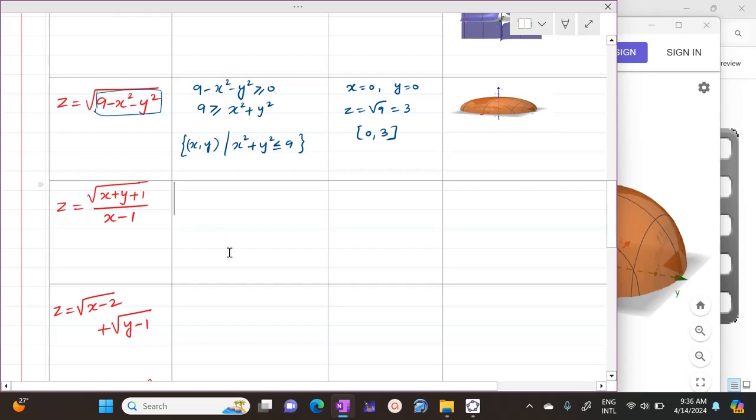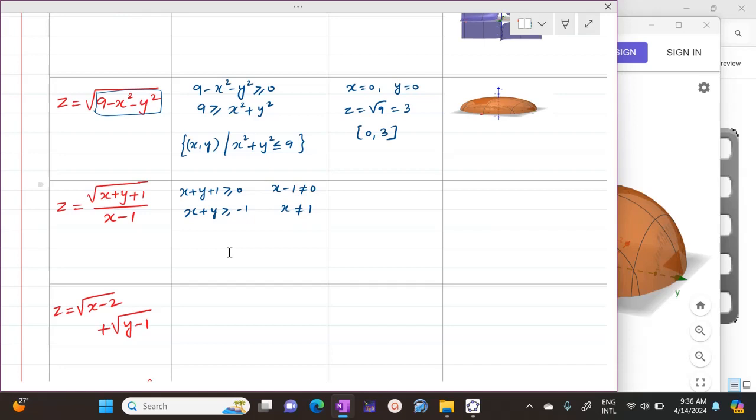Okay, so here is the domain. The upper part inside the root should be more than or equal to 0, and the lower part, the denominator, should not be equal to 0. So this is the domain restriction: x plus y more than or equal to minus 1, x is not equal to 1.